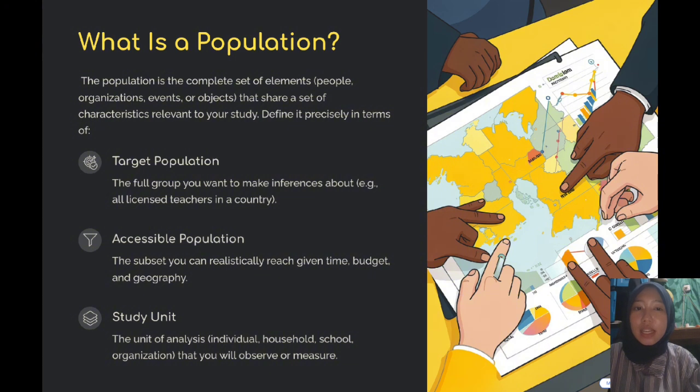The second is accessible population, which is the group that we can actually research within our time and resources. And the third is study unit, which is the specific subject we observe, such as an individual, a household, or an organization. So basically, population helps us define what we are studying. Okay, next slide.